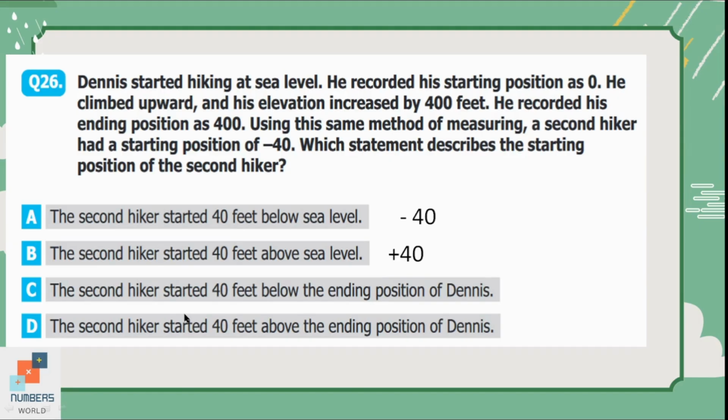Option C is the second hiker started 40 feet below the ending position of Dennis. The ending position of Dennis is 400, and 40 feet below that is equal to plus 360.